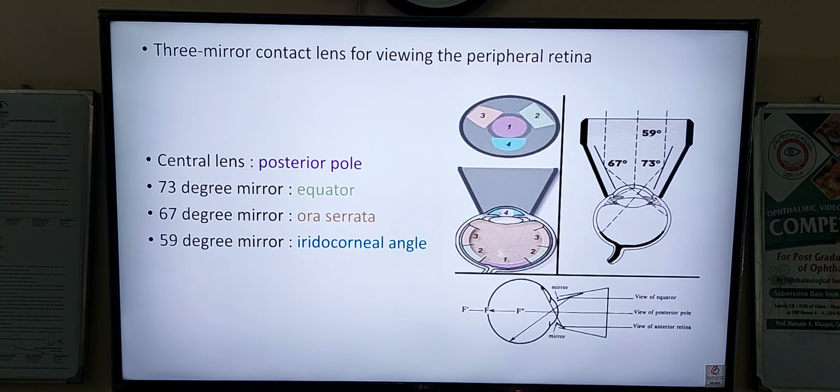We also use the 3-mirror contact lens for viewing the peripheral retina. This central one is used to view the posterior pole. The 73-degree mirror is used to view the equator. The 67 one is used to view the ora serrata, and the 59-degree mirror is used to view the iridocorneal angle.